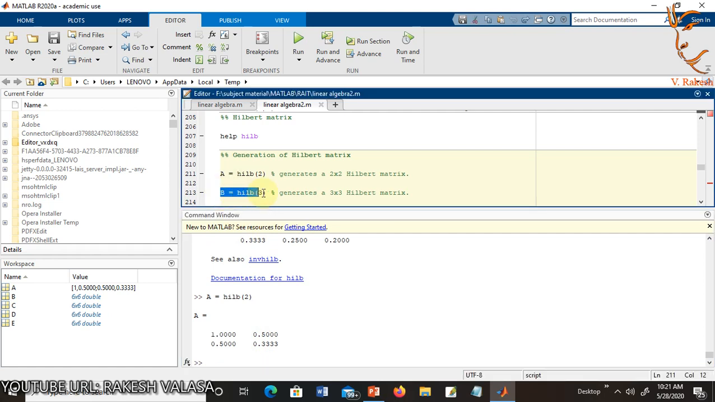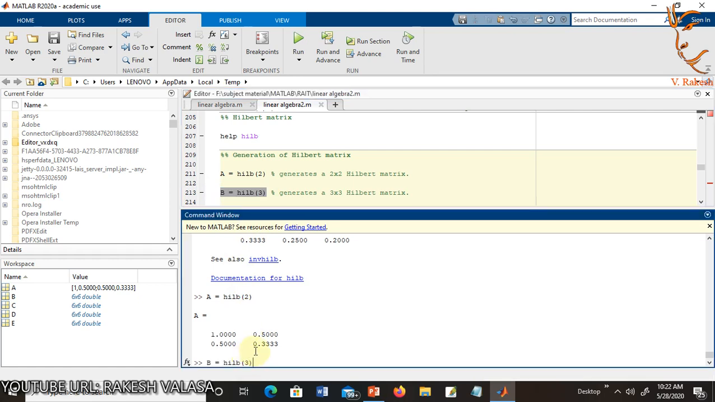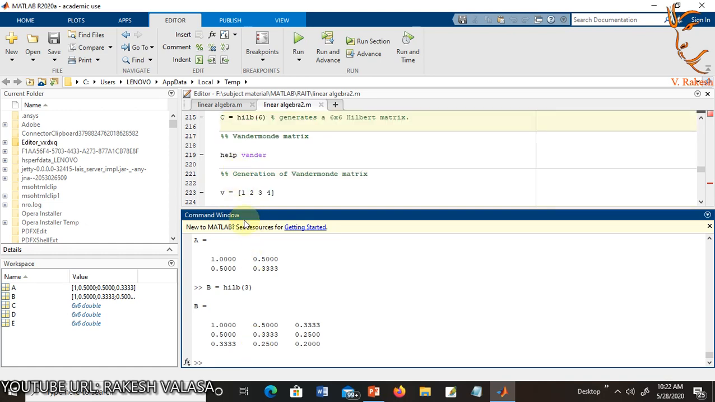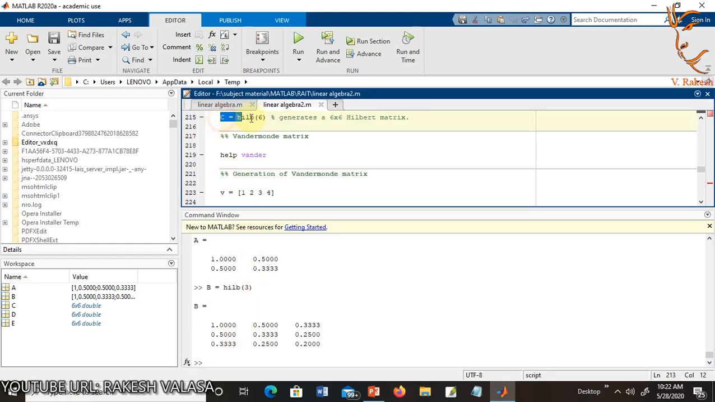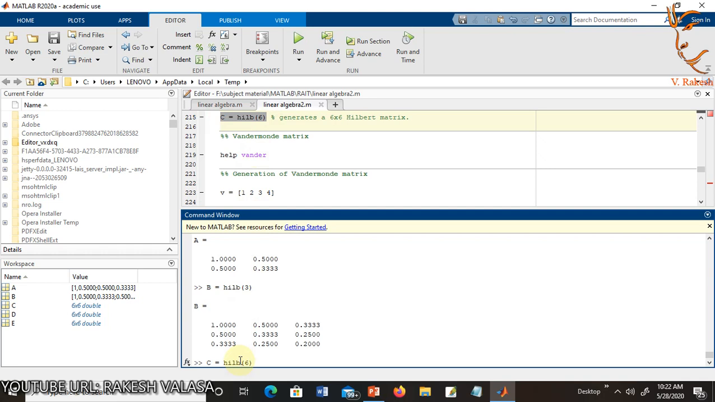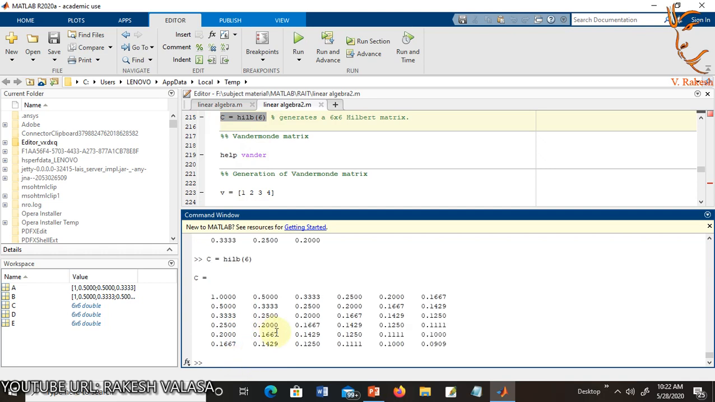I'm taking another example. B equal to hilb of 3. This generates a 3 by 3 Hilbert matrix. For example, I'm taking another variable, that is hilb of 6. I hope this is very clear to everyone.